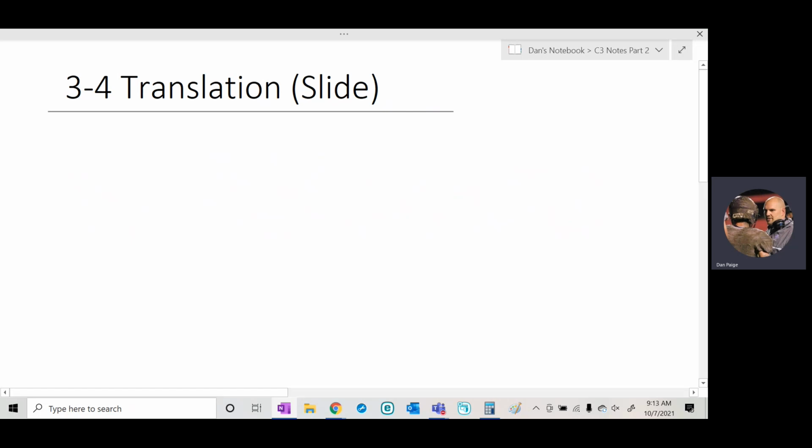So of all the different types, this one is going to talk about translation. Translation is to slide. And the first thing we should talk about with this is that when things are going to slide, they're going to be oriented the same way. It's called rigid motion.